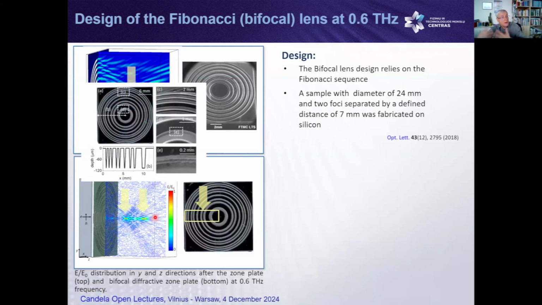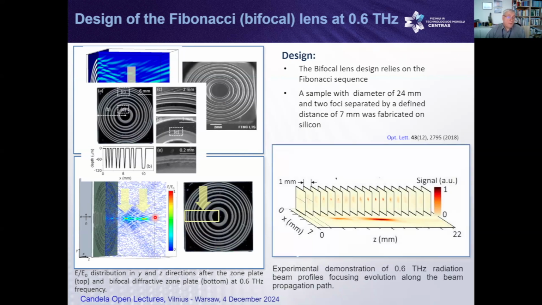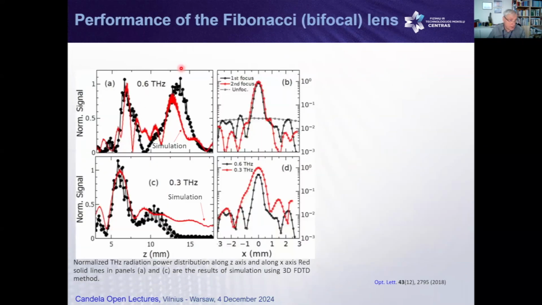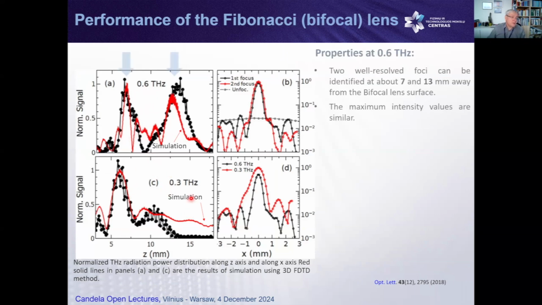In fact, we have a bifocal operation. To illustrate it, we measured the distribution of intensity along the optical axis, and we observed two nicely expressed focuses, in the focal plane and the second focal plane. We recorded this distribution of intensity, and then we detuned it. We went away from the resonant frequency. Design was made 0.6, and we recorded 0.3.